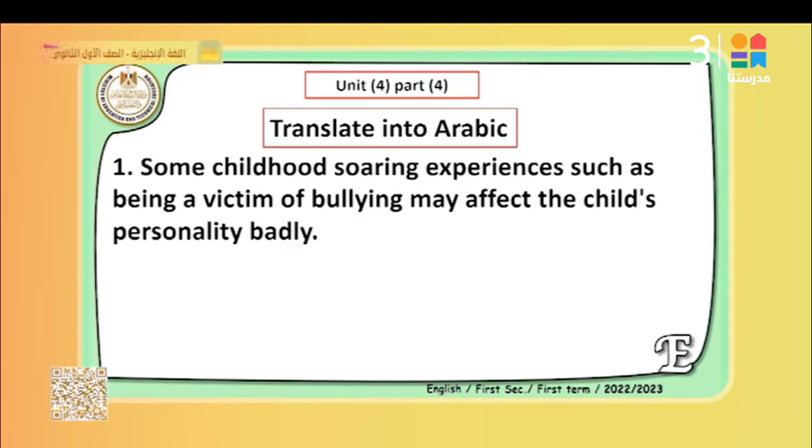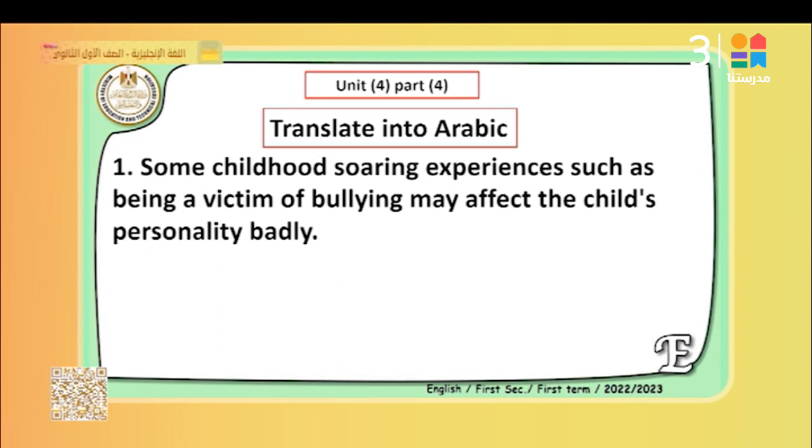We have here the translation. Let's practice some translation texts together. Some childhood soaring experiences, such as being a victim of bullying, may affect the child's personality badly. Of course, here we have the word child. You know the word child. What about childhood? Childhood, of course, means childhood in Arabic. Some childhood soaring experiences, such as being a victim of bullying. We discussed the word bullying.